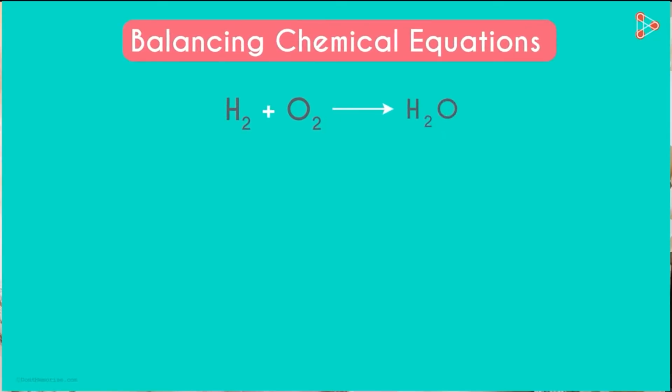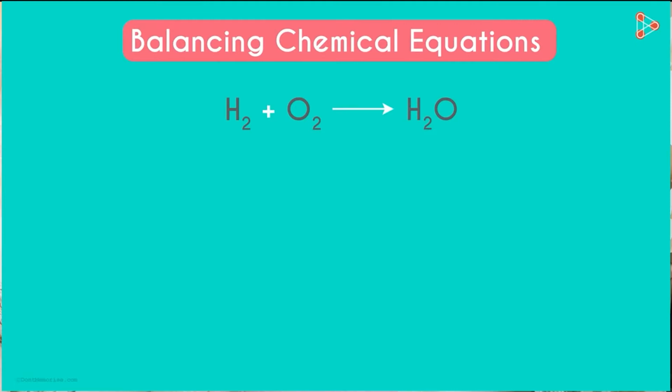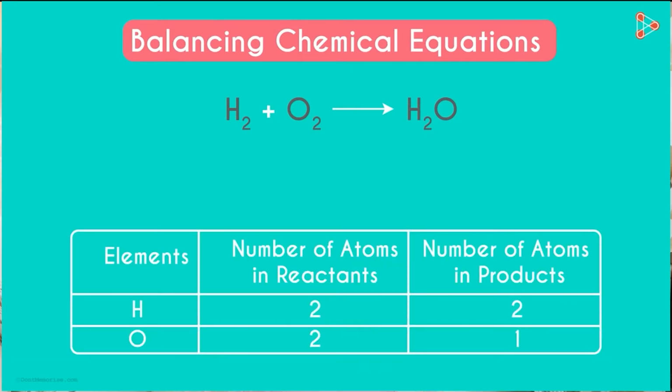Let's take an example. Look at the screen. Hydrogen plus oxygen gives water, that is H2O. Now we need to know first of all whether this equation is balanced or not balanced. So first of all, make a table. In this table, write down the number of reactants and number of products in one column, and write down the number of atoms of oxygen and hydrogen in the reactants and hydrogen and oxygen in the products as well.